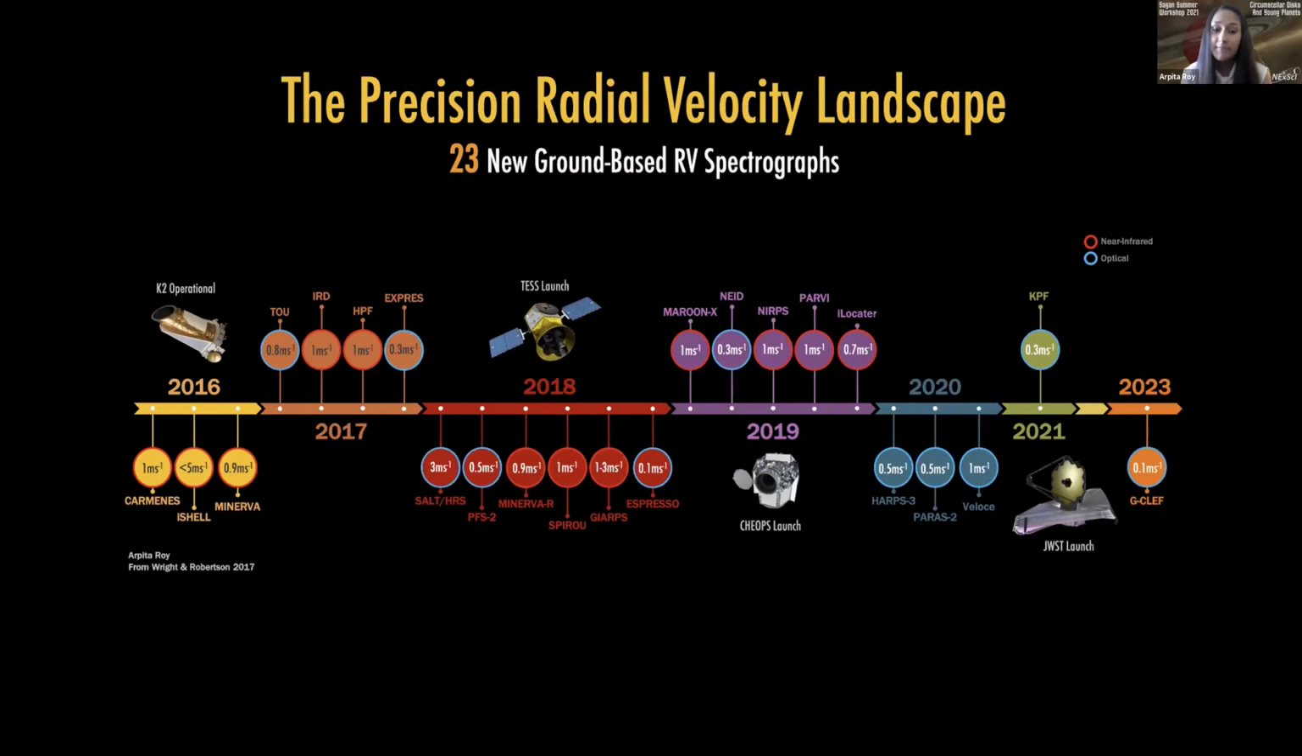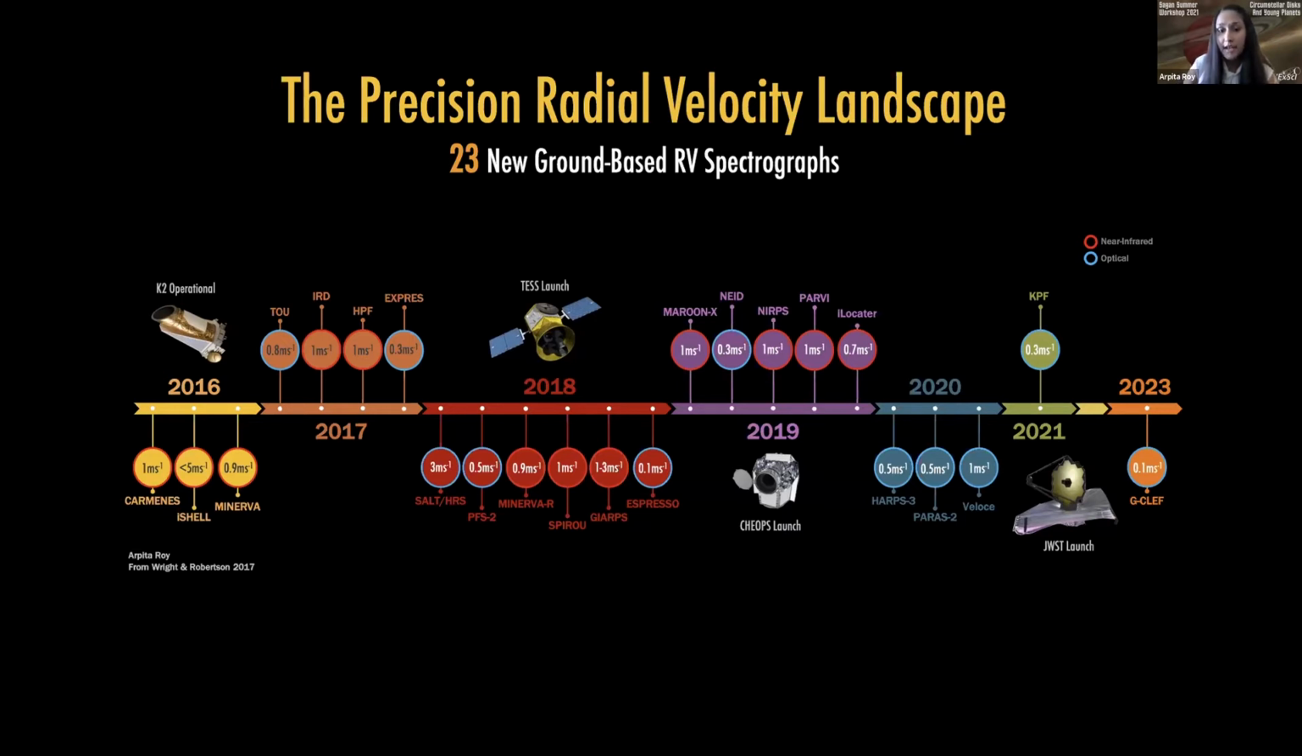So this is really an army of new technology coming online to try to meet the huge demand for these instruments, since there are so many interesting planets to study. Even with all of these instruments, we are still resource limited in measuring the masses of the planets out there.